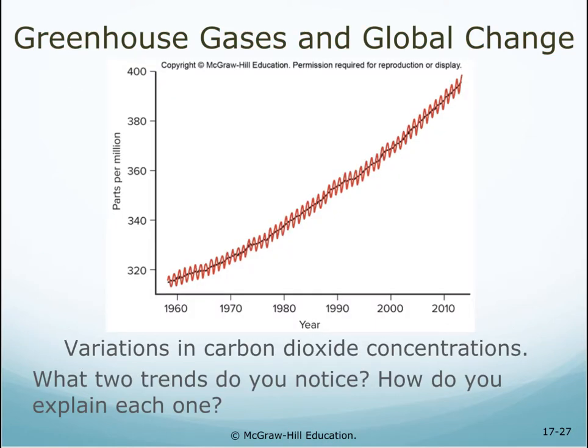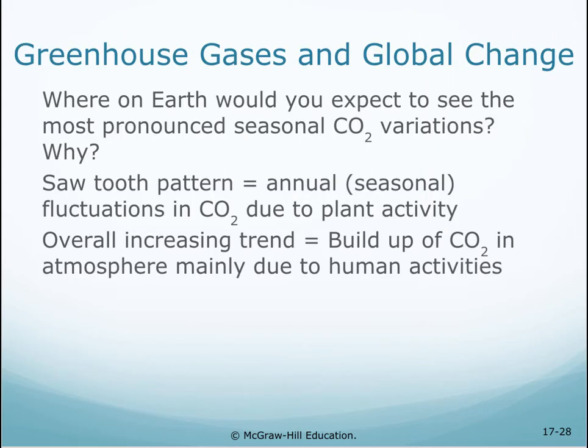Variations in carbon dioxide concentrations are shown in this graph. Do you notice any trends? How do you explain each one? Where on Earth would you expect to see the most pronounced seasonal CO2 variations? Why? There's a sawtooth pattern. That's because it's seasonal. The fluctuations in the CO2 are due to plant activity. The overall increasing trend, or the buildup of CO2 in the atmosphere, is mainly due to human activities.